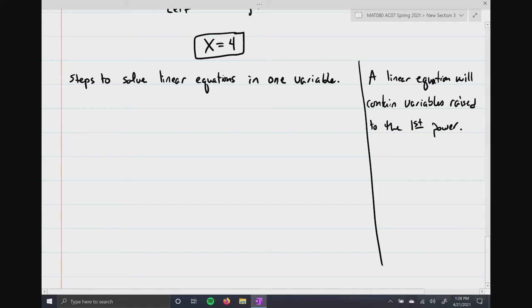Now, I'm being very specific here. I'm giving you steps to solve linear equations in one variable, which means you're going to have one variable. You may have multiple copies of it within the problem, but they're all going to be the same letter. They're all going to be like x, or they're all going to be y. I'm not going to have you solve equations like x plus y equals 2. That's a linear equation in two variables. You learn that next semester. Okay? So here we go.